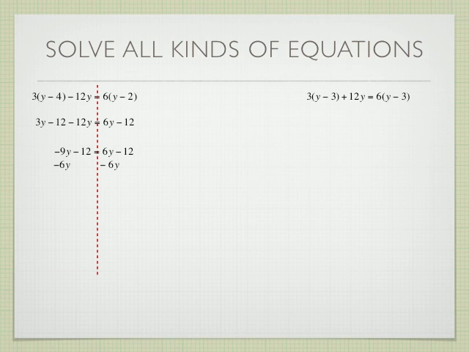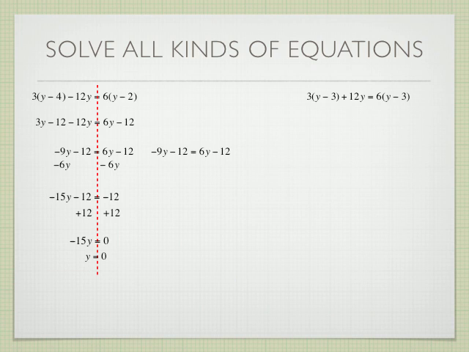Okay, now I want my numbers on one side and my variables on the other. So I subtract 6y from both sides and I get negative 15y. Add 12 to both sides and I have negative 15y equals 0. Don't get scared of 0. 0 is fine. Divide both sides by negative 15. 0 divided by anything is still 0. So that's my answer. Now notice if I did this a different way.